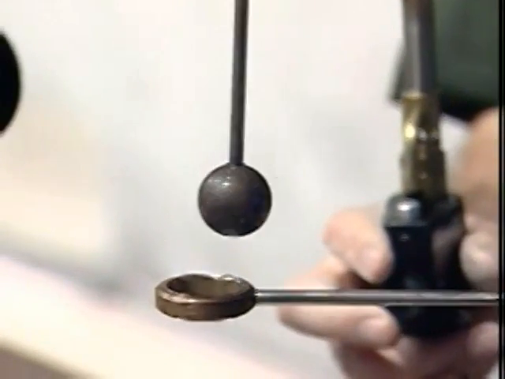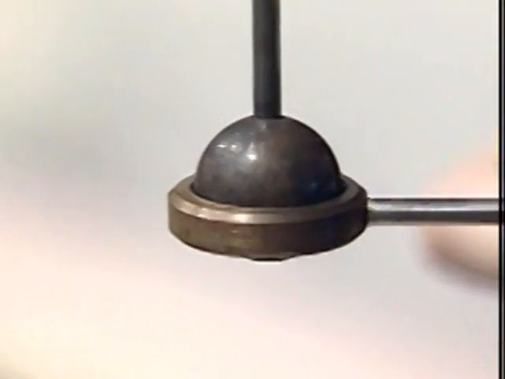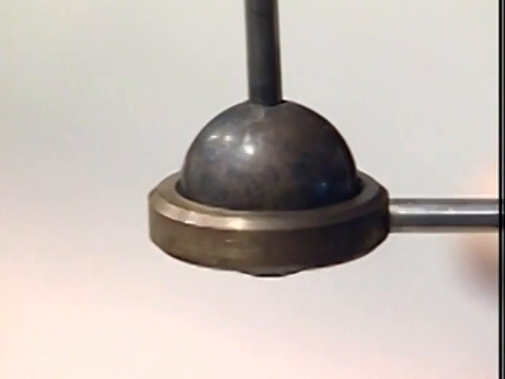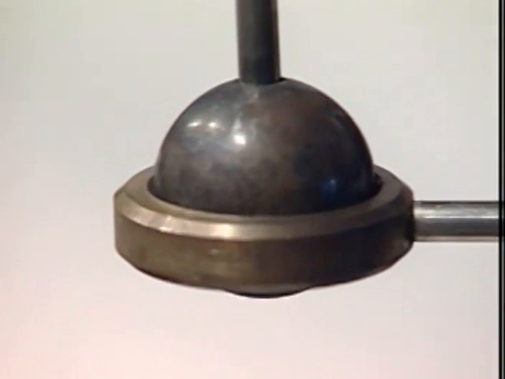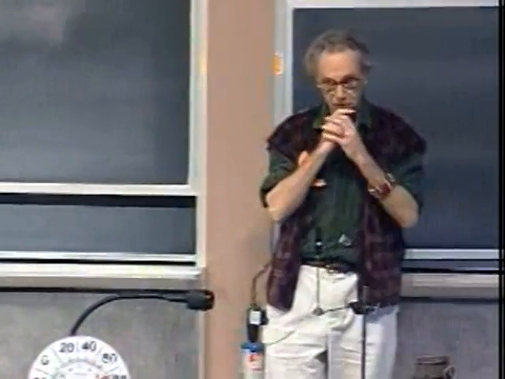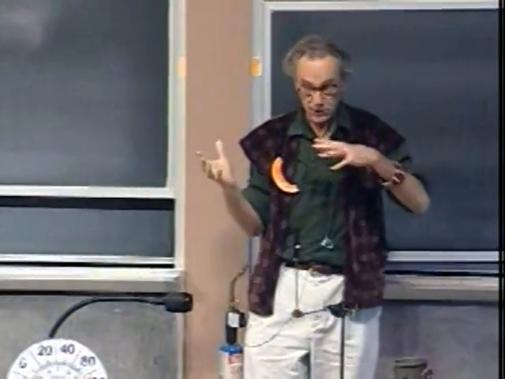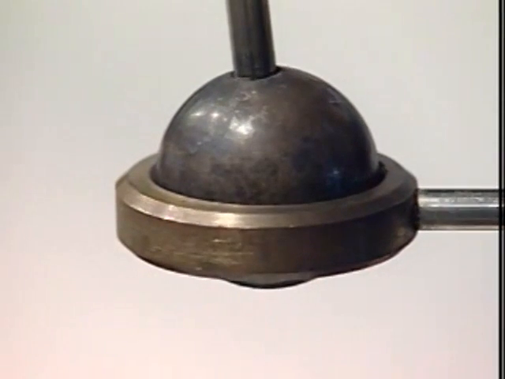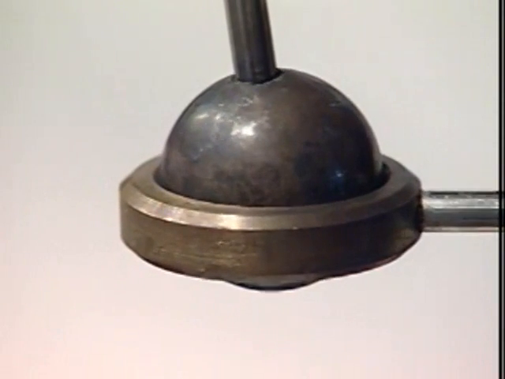Let's see. Now it doesn't want to go through. So we'll leave it like that, and we'll see what happens. So the ring will now expand a little, because it gets hotter, and the ball will shrink a little because it gets colder. And it shouldn't take too long for the ball to be able to get through.